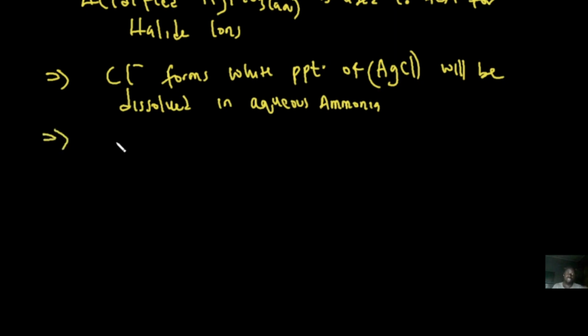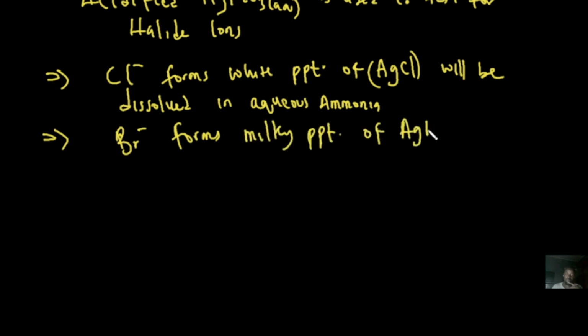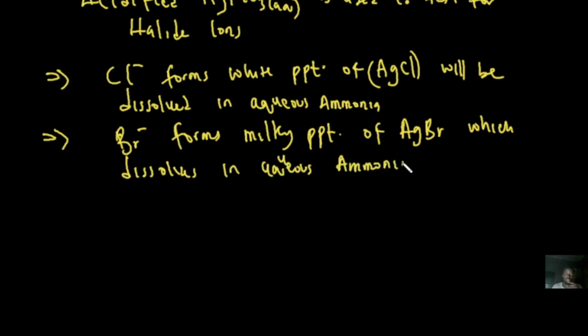Now, in the case where you see a milky precipitate, bromine ion forms milky precipitate of AgBr. So you have that. So Br minus forms milky precipitate of AgBr, which dissolves in aqueous ammonia. So you have that both chlorine ion and bromine ion will dissolve in aqueous ammonia after their precipitates are formed.